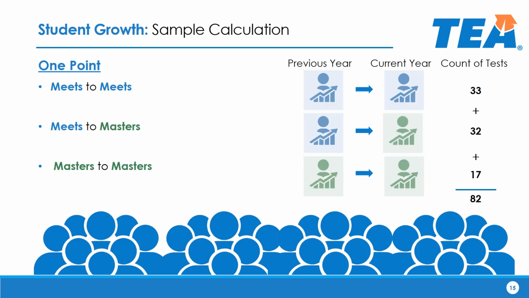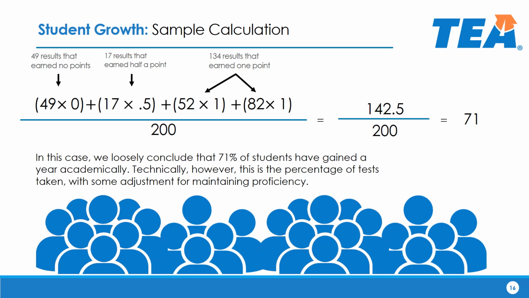33 tests stayed at meets grade level, 32 went from meets grade level last year to master's grade level this year, and 17 tests stayed at master's grade level. That's a total of 134 tests that earn 1 point.